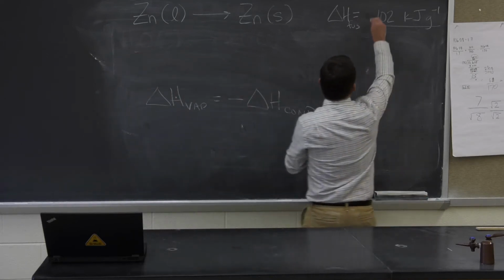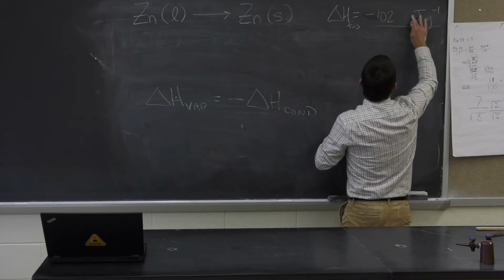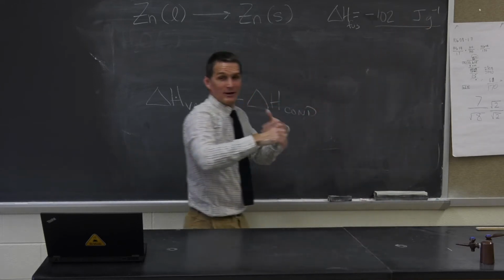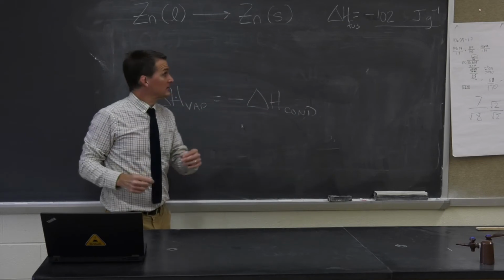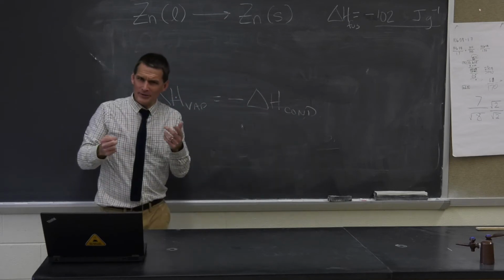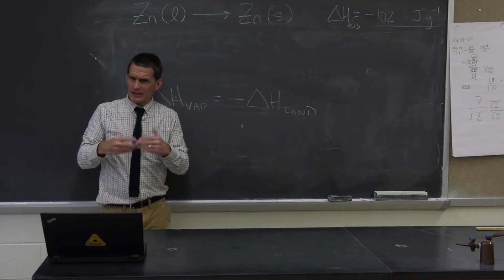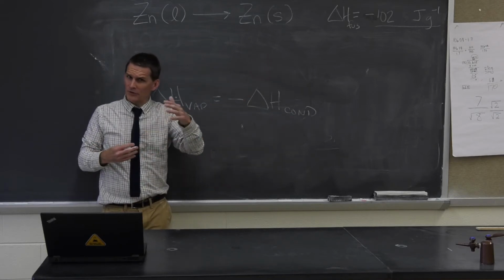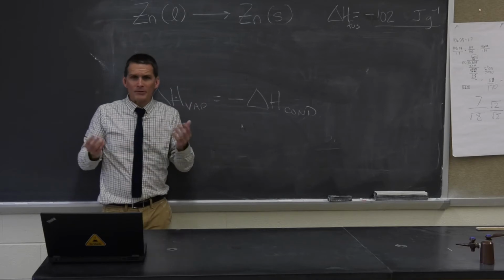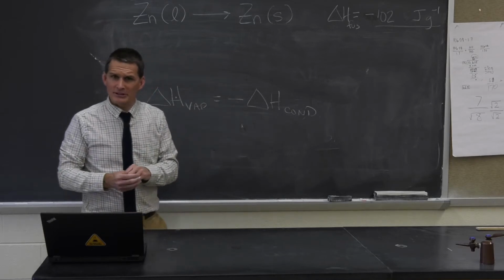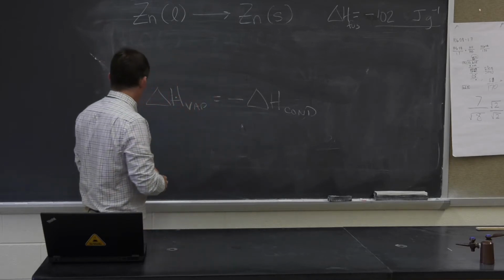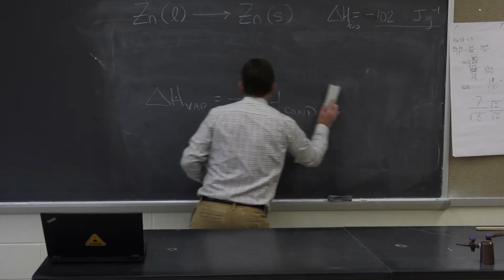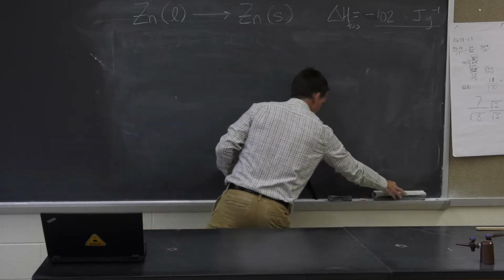Sorry. No, that's negative. It's 102 joules for every gram of zinc that freezes. And this may sound a little weird, that freezing is exothermic, is what we're saying here, right? Delta H is negative. So freezing gives off energy. I remember the first time I heard this, it didn't make sense to me that freezing would be exothermic. But if we think about it this way, this is often how I think about phase changes.